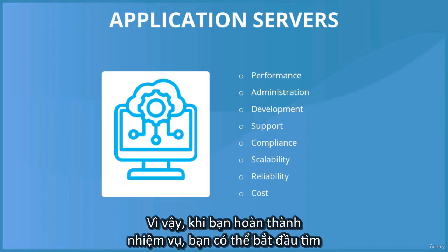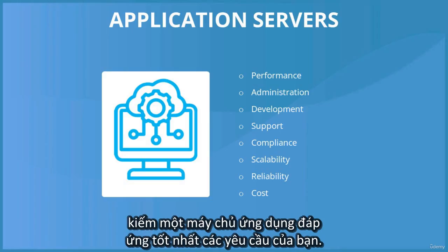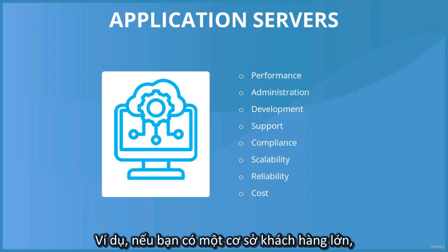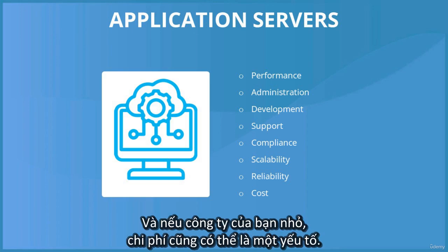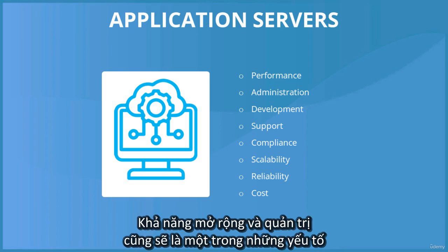So once you're done with the task, you can then start looking for an application server that best meets your demands. For example, if you do have a large customer base, the application performance should probably be of topmost priority. And if your company is small, well, cost might be a factor as well. Scalability and administration would also be one of the major factors to look at if your application is going to be growing every day.